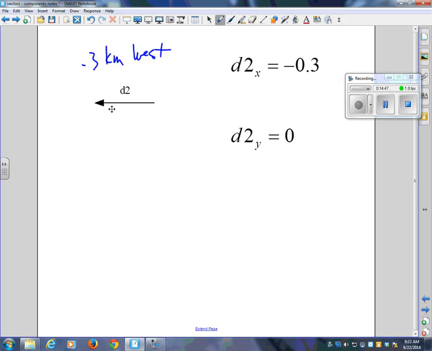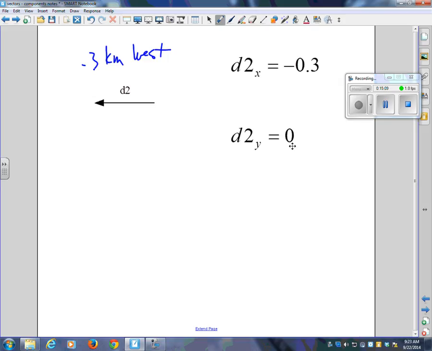Does this d2 have any x and y components? It has only x. It has no y. The d2y is equal to 0. There's no up and down. Do you have to write in 0? It's probably a good idea just as a placeholder. Okay, does that make sense?